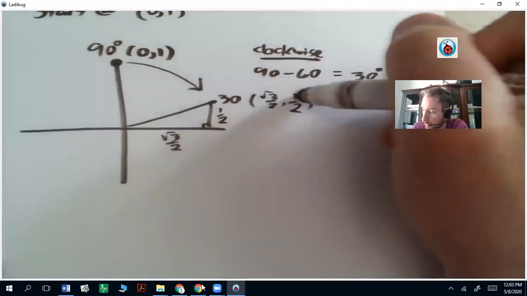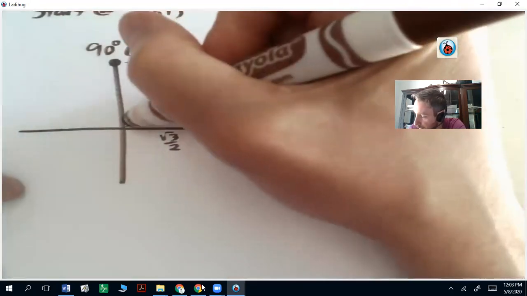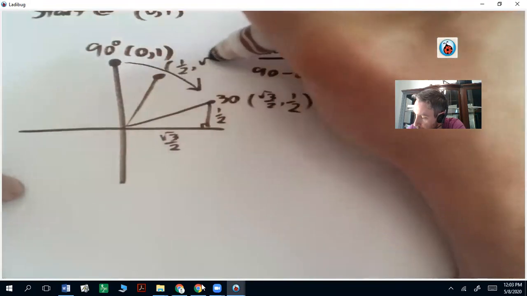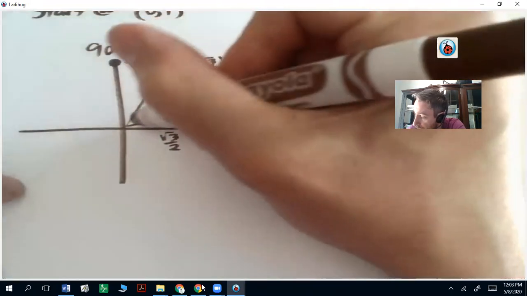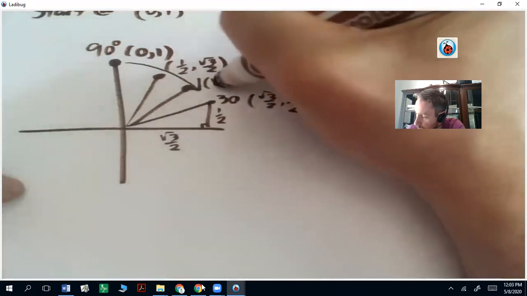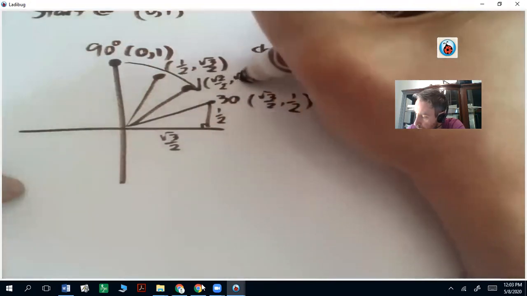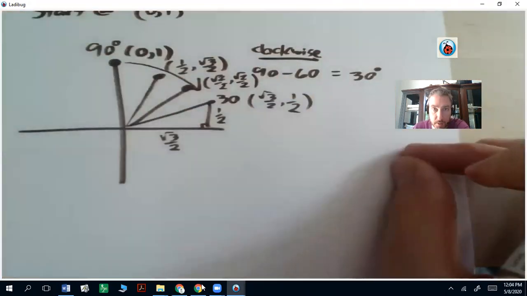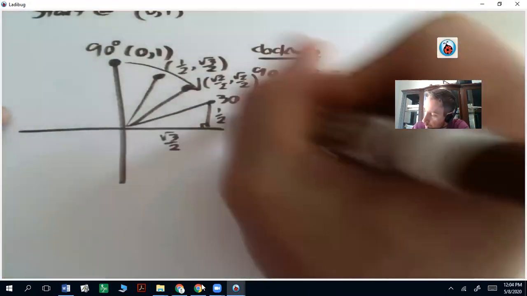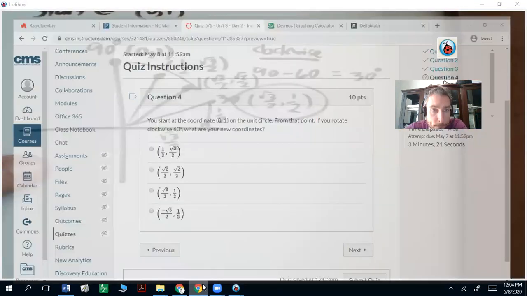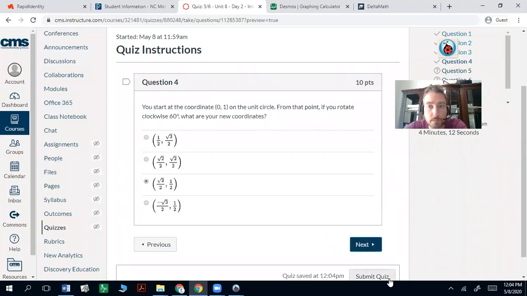60 degrees will just be it reversed. So I'll tell you right now, 60 degrees is 1/2 comma square root of 3 over 2. And 45 degrees is the one that has the square root of 2 over 2 both times. If you can remember those three, you can pretty much use symmetry to get all the other quadrants. So that would be your answer, square root of 3 over 2 comma 1/2. They're both positive since it's in quadrant 1. All right, that's question 4.